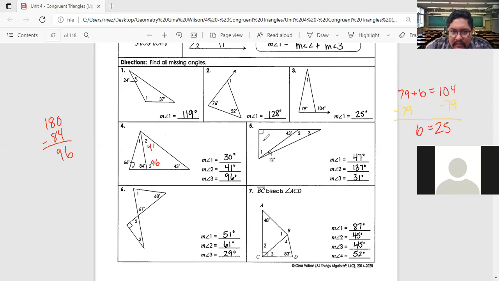And let's go ahead and go to the next one here. So we have angle number 1. And we know that this is a 90-degree angle. So if that's 90 plus 43, and then take that number away from 180. So 180 minus 90. Well, that would obviously be 90 minus 43. So that'd be 47. So this would be 47 degrees.